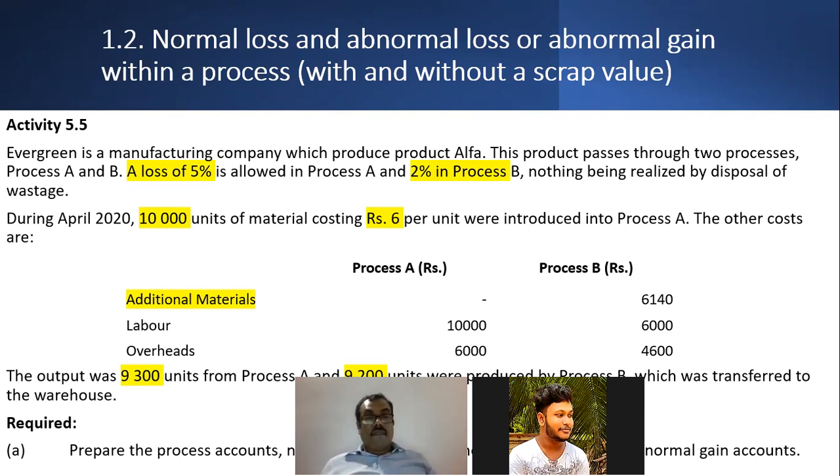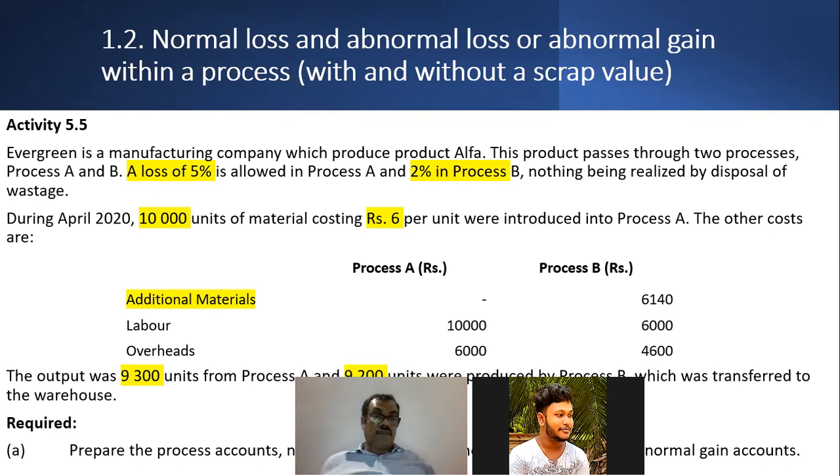So in process B, this 9,300 is transferred with the total cost. We need to calculate that particular cost. I'll show you the answer. That plus these things are being added: additional material cost, labor cost, and overheads. It also produces 9,200 finally.